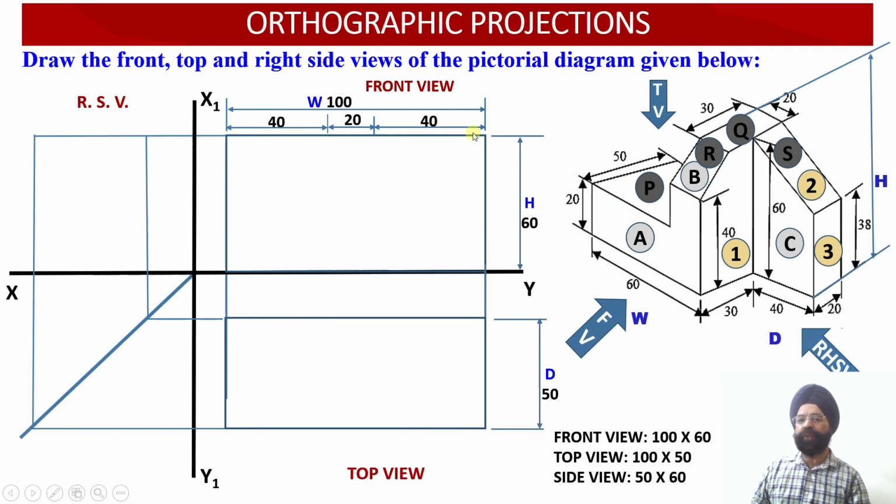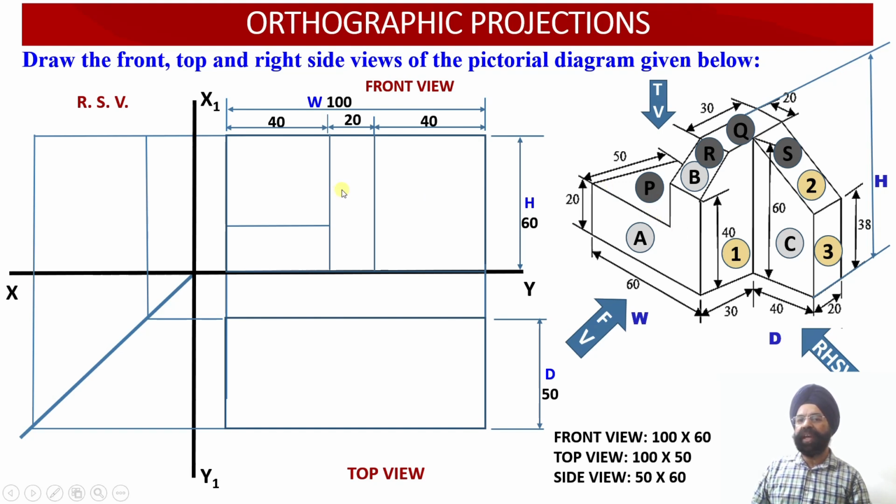This first 40 from the right hand edge pertains to this particular surface C. Then the width of 20 millimeter, which I have shown over here, pertains to surfaces B, Q and R over here. And finally this width of 40 millimeter pertains to the surface number P.